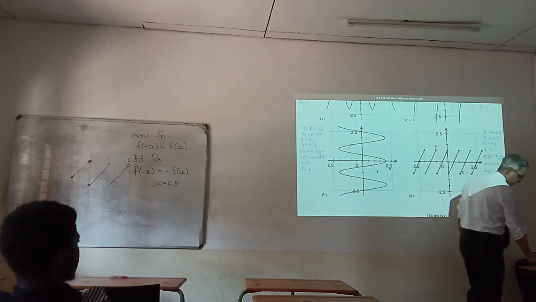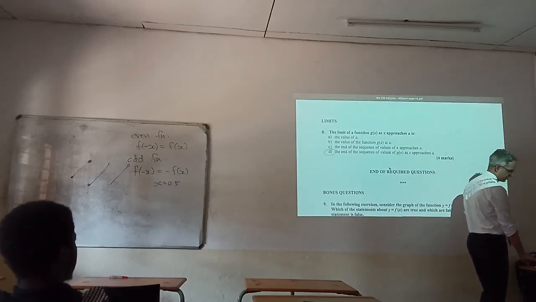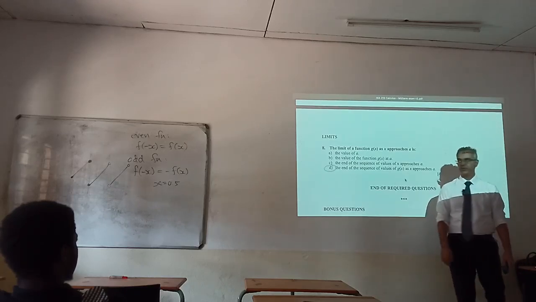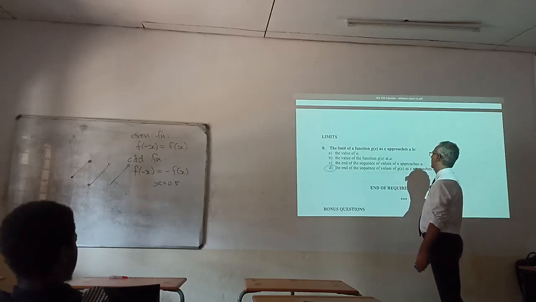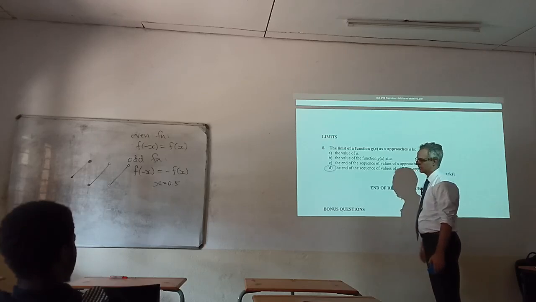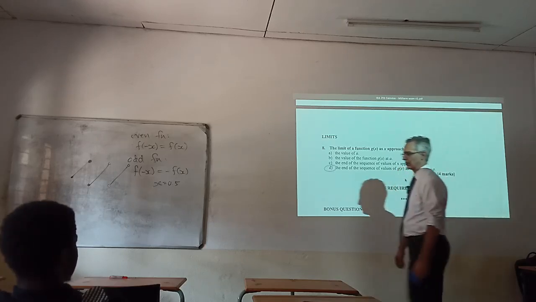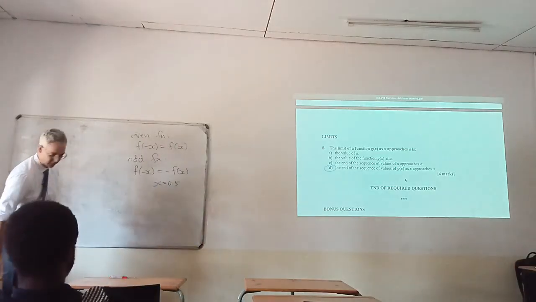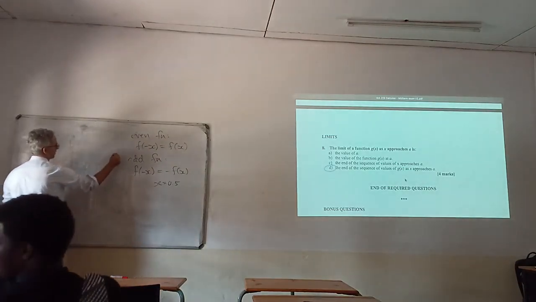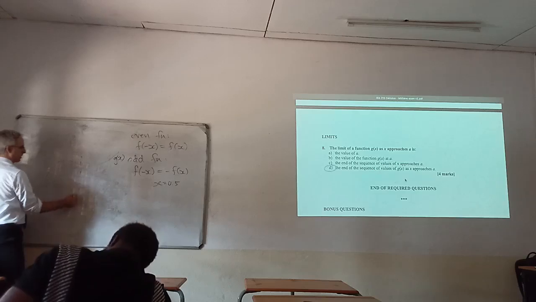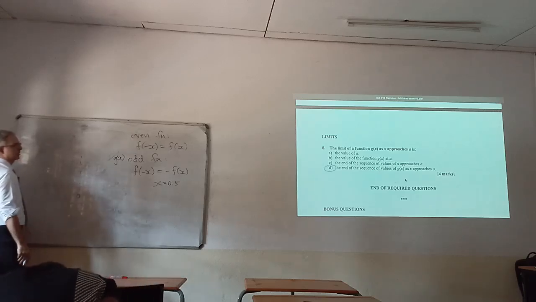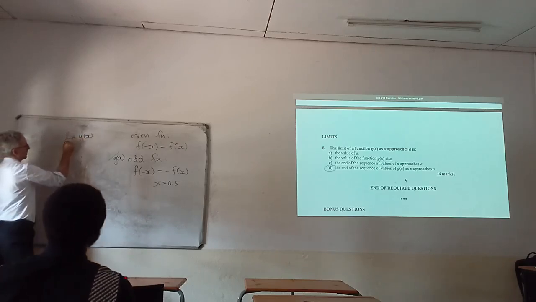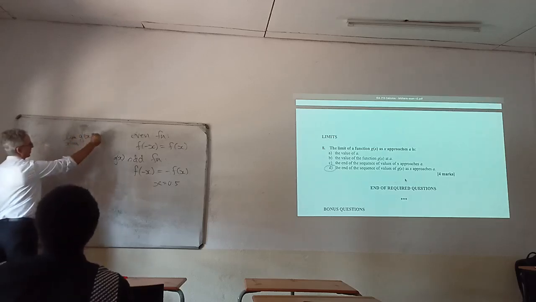Almost done. Limits. So we had just started a little bit. The limit of a function, g of x, as x approaches a. Should I draw it or explain it? So we have to imagine we have a function, g of x. Here is a point A. So the limit of g of x as x approaches A is what?